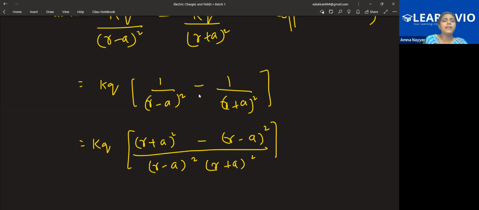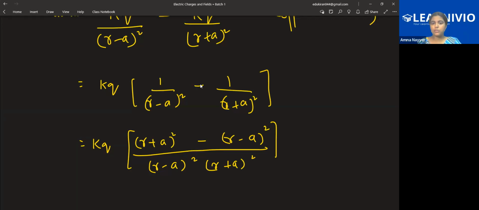So how do you solve 1 by 2 minus 1 by 3? You take the LCM. That's the first step which we do. So here also we are going to apply this. So it is 1 by R minus A whole square minus 1 by R plus A whole square. So for us, R minus A whole square and R plus A whole square are like two numbers. So we'll be taking their LCM. If you take the LCM over here, then just simply subtract them.